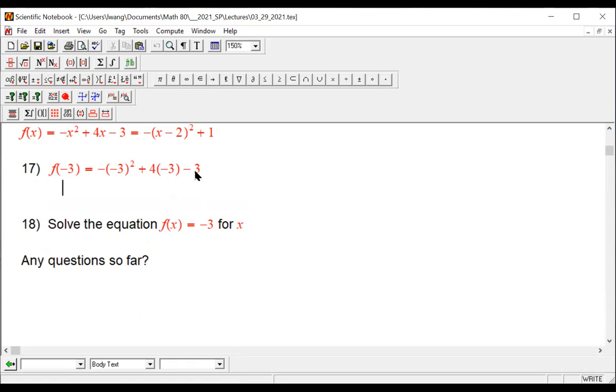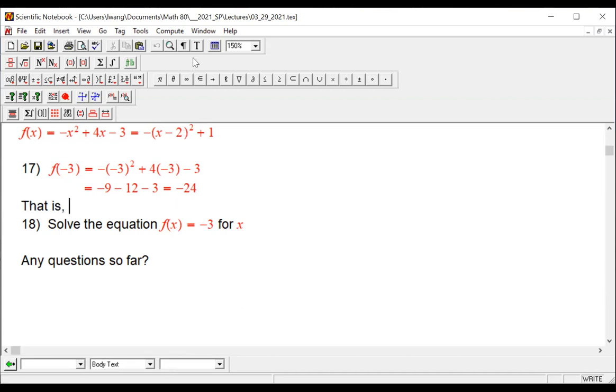Moving forward, when we do the calculation, we have a negative sign. So you do the exponents first, and negative 3 times negative 3 is 9, so that's a positive 9. And 4 times negative 3 is negative 12, and minus 3. So in the end, what do we get? We get negative 24.